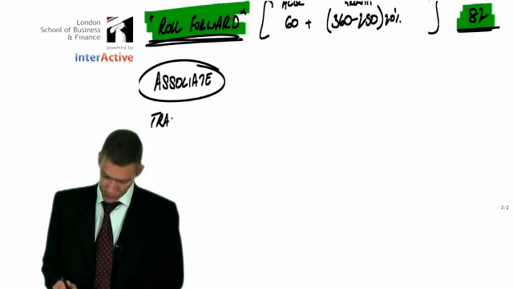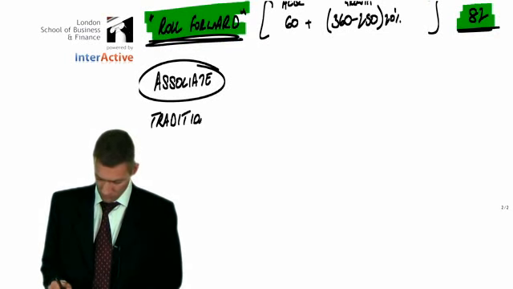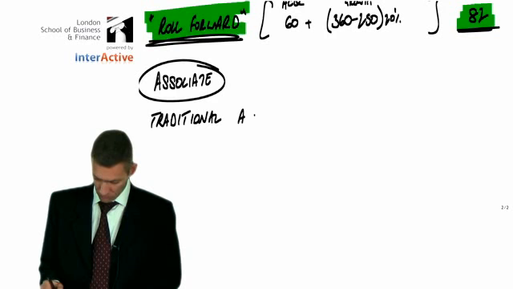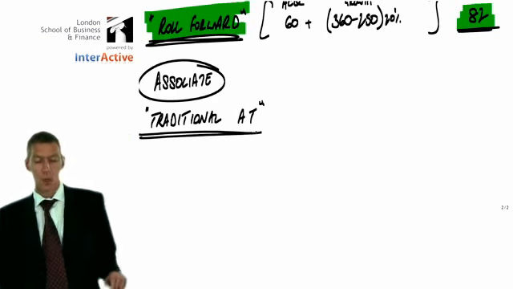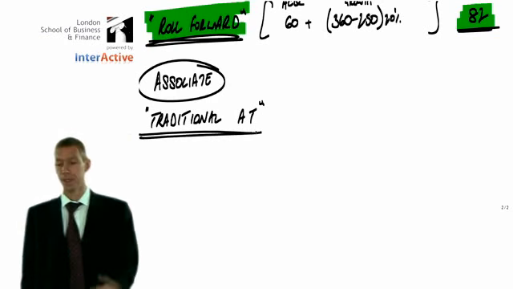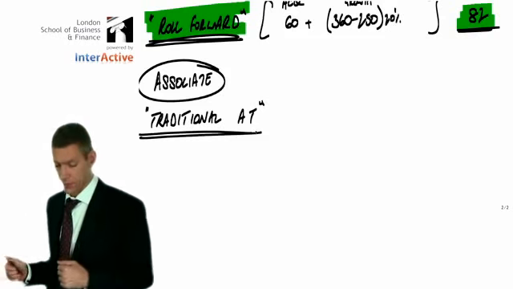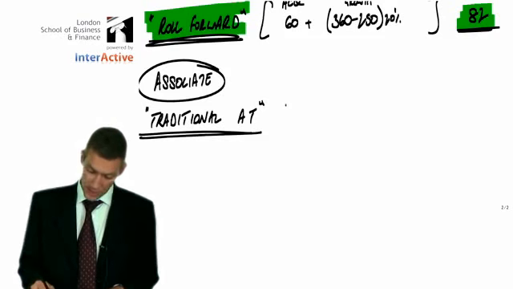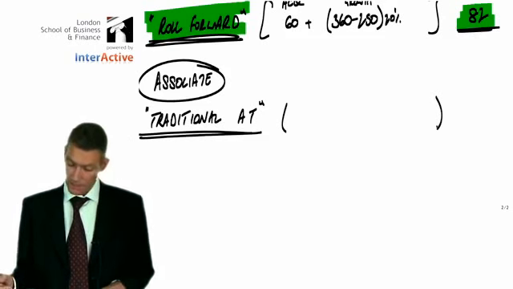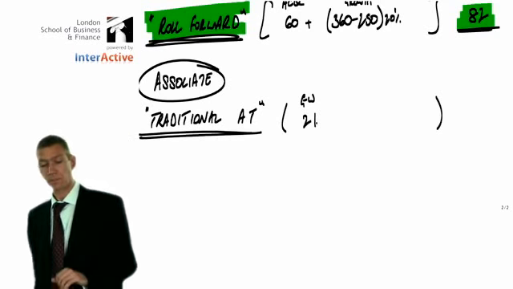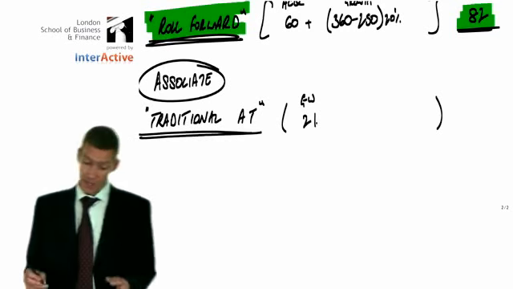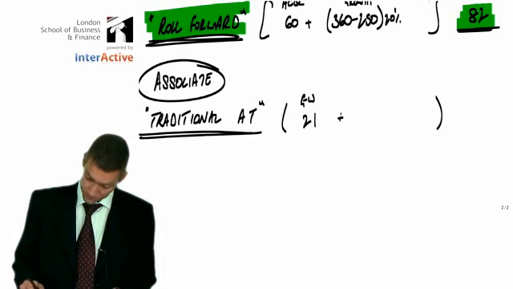We did, of course, the traditional approach, and it worked perfectly well. We concentrated on the year end, on the balance sheet. We said to ourselves that the associate has some goodwill. We worked out a figure of 21. And it also has some net assets.